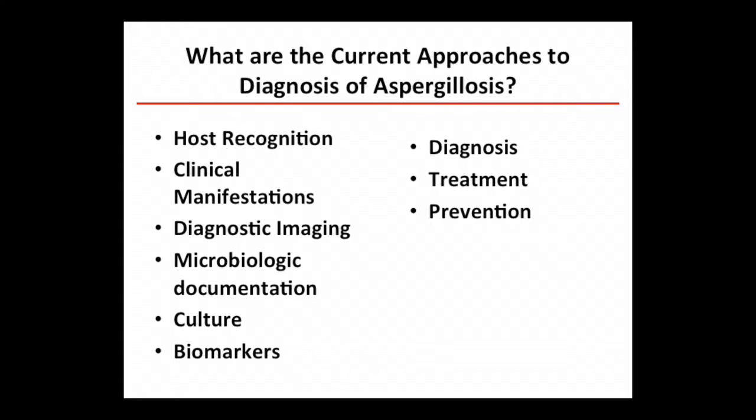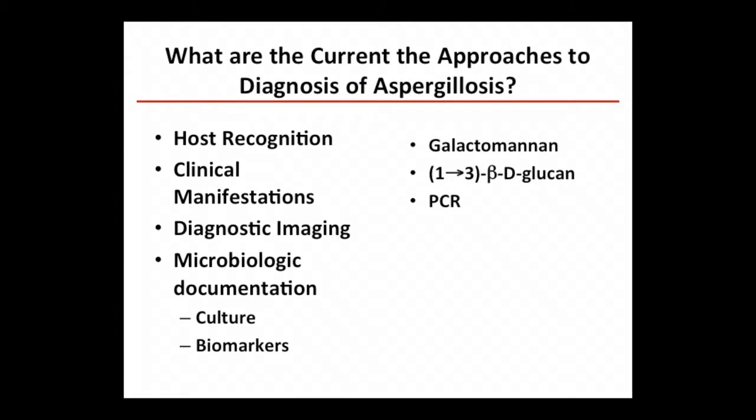So if we take the first step, what are the strategies for diagnosis of invasive aspergillosis? It starts, first of all, with host recognition that we've heard very nicely from Dr. Wiederhold, clinical manifestations, diagnostic imaging, microbiologic documentation, culture, and biomarkers. Probably that which comes to mind most readily for where we can make further advances above and beyond the educational realm would be within biomarkers. We have galactomannan, 1,3-beta-glucan, and PCR, in which we've been blessed with some very, very important advances.